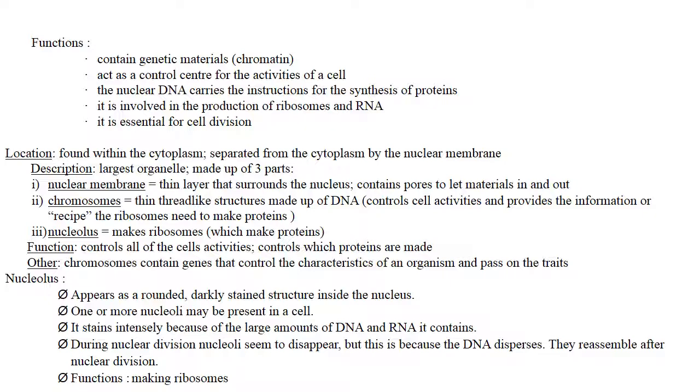Nucleolus. It is the most important part in the nucleus, and appears as a rounded, darkly stained structure inside the nucleus. One or more nucleoli may be present in the cell. It stains intensely because of the large amount of DNA and RNA it contains. During nuclear division, nucleoli seem to disappear, but this is because the DNA disappears. They reassemble after nuclear division. Function: making ribosomes.